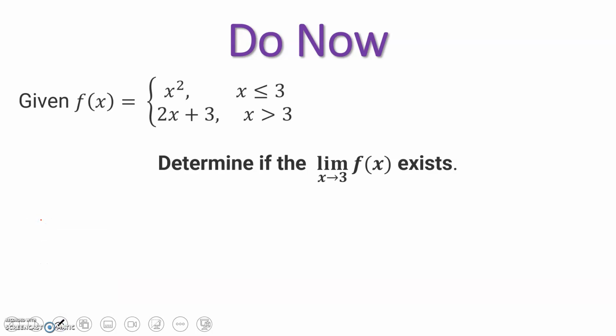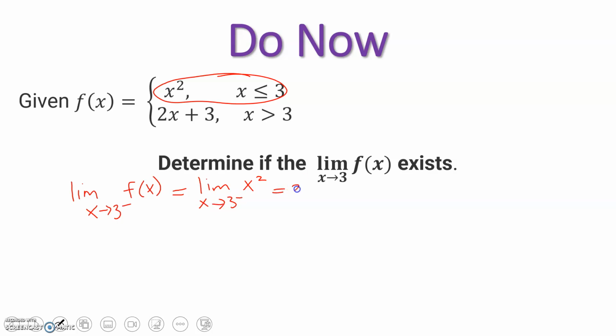All right, let's take a look. In order to prove that this limit exists, the limit has to be the same from the left and the right. So we have the limit as x approaches 3 from the left of f of x. We know from the left we are playing with this piece of the piecewise function. That is the limit of x squared as x approaches 3 from the left, or in this case, 3 squared, which is 9.